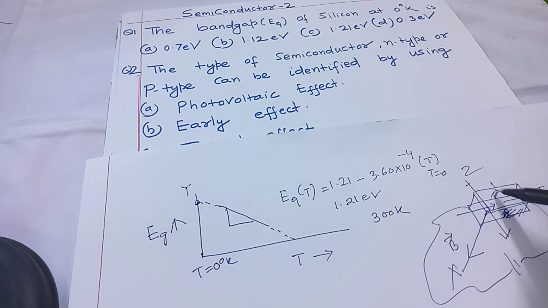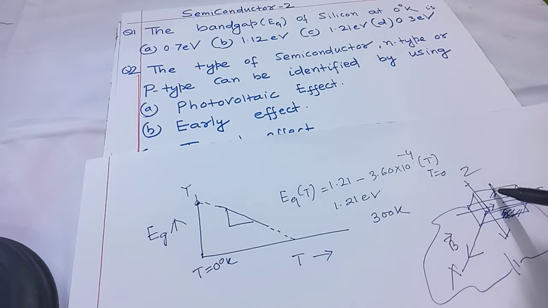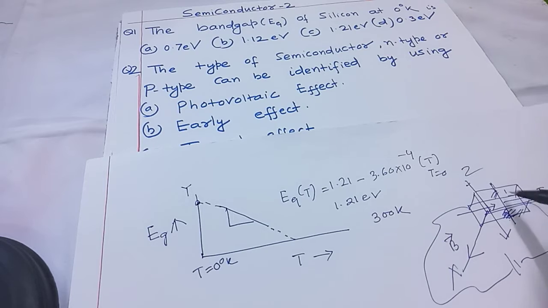By knowing the direction of the electric field, we can say whether it is a p-type semiconductor or n-type. In case of a p-type semiconductor, the direction of the electric field is from surface 1 to surface 2, and for n-type semiconductors, the direction of the field will be from 2 to 1.